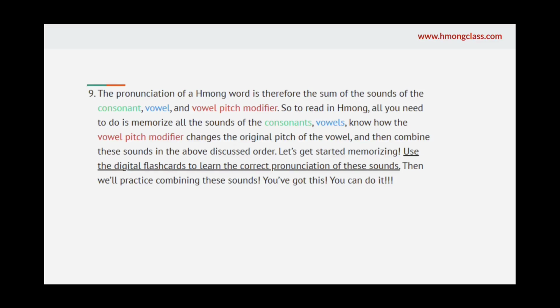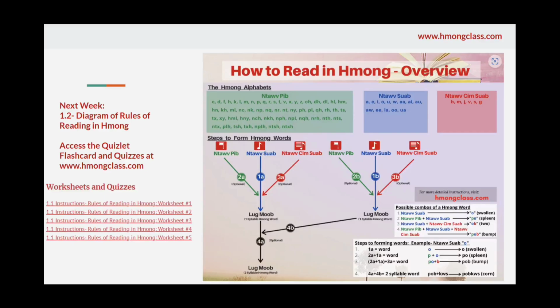Okay, so I think that these digital flashcards will really help you learn the correct pronunciation of each of these components. Okay, so that is the goal for this class: to guide you through the process of memorizing all the consonants, all the vowels, and all the vowel pitch modifiers. I'll show you in detail how to use this diagram here to form words, and we'll practice with this diagram as we go along this course. It will help you start to sound out words and build your confidence in how you pronounce and read things. And then ultimately we will start reading some literature in the later parts of the course.